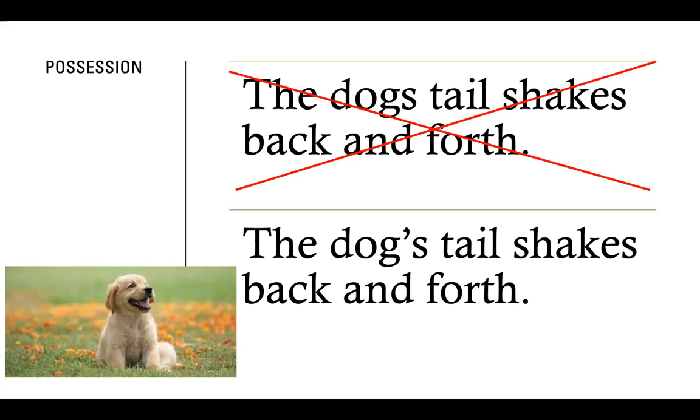So for the example here, the dog's tail shakes back and forth. In this case, the tail belongs to the dog, or the dog owns the tail. So you use an apostrophe between the G and the S to show ownership of the tail by the dog, if that makes sense. Again, it's really simple: just use an apostrophe when something owns something else or when it belongs to something else.